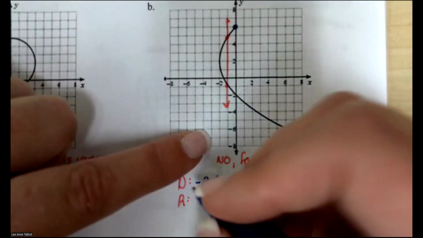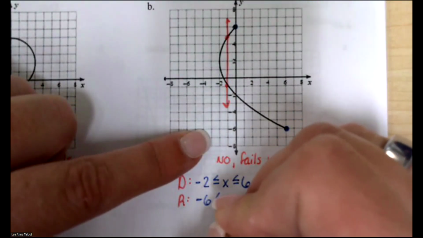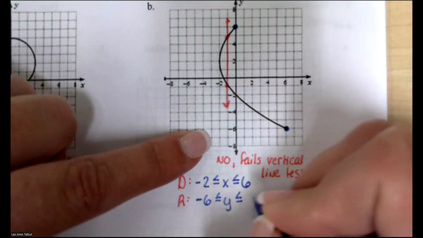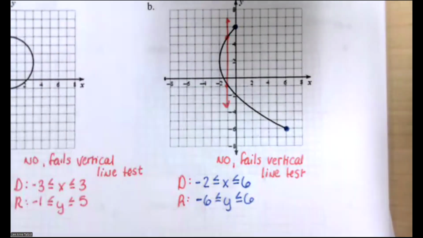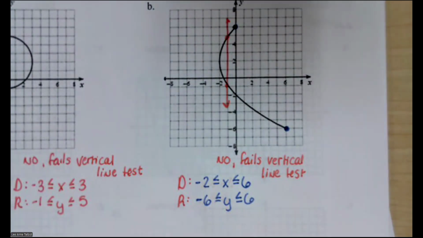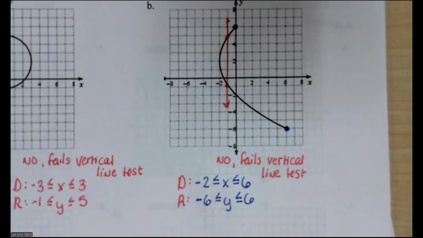And then the range is supposed to be -6 is less than or equal to y is less than or equal to +6. Did anyone have that, sadly erase it because you thought you were wrong? Trust yourself. Tell Mrs. Talbot you probably didn't see that there was a dot there, not an arrow. Very, very happy that you guys got that though.